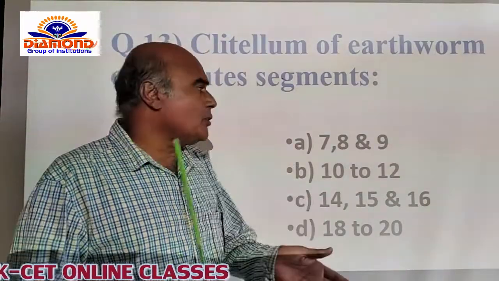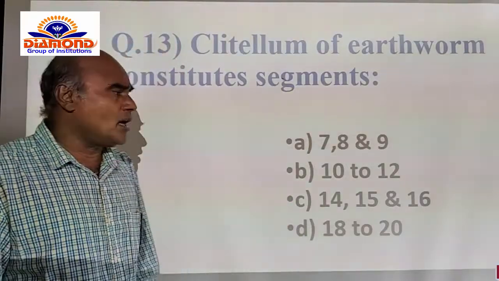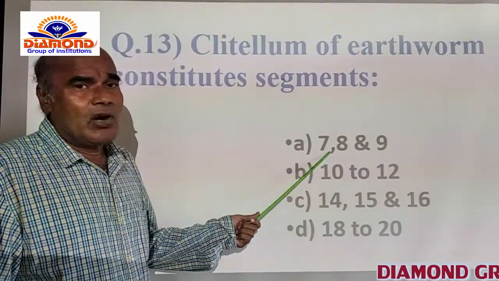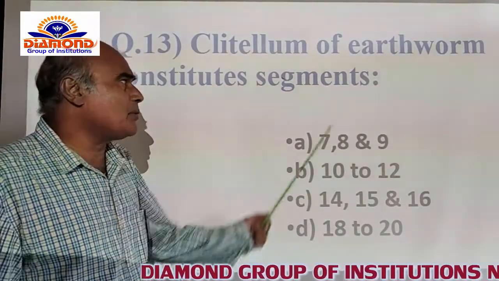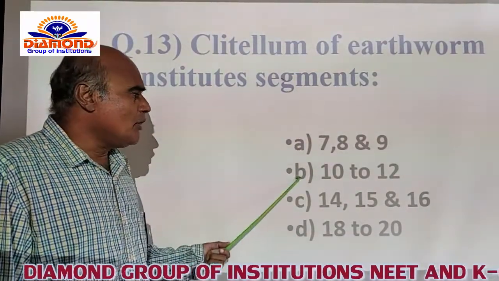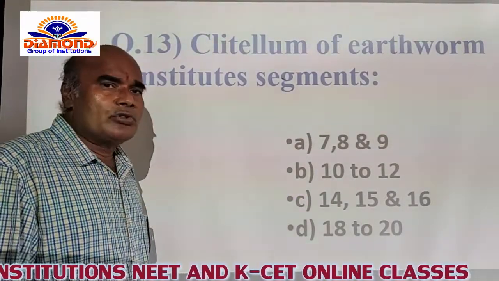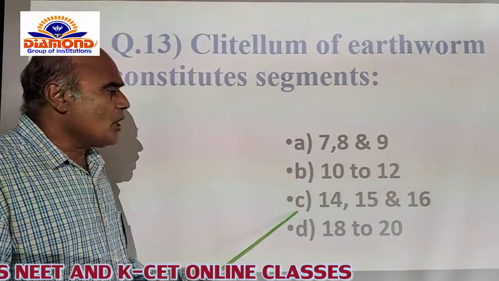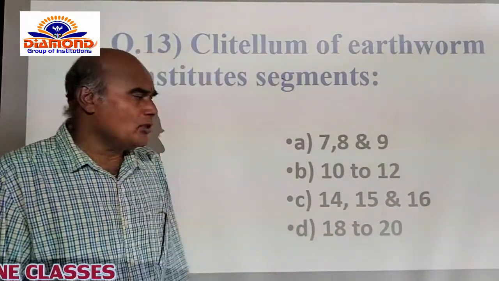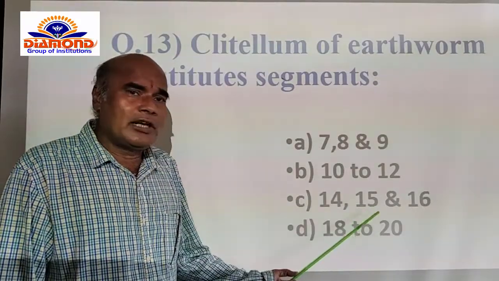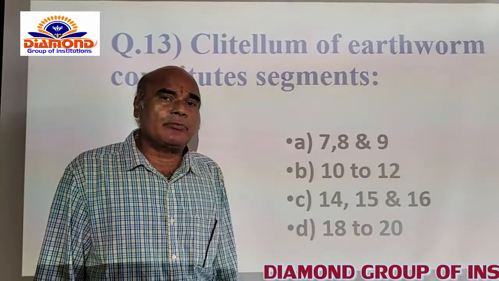So, where can the clitellum be present? That is the question, and the options are given like that. Option A is the 7th, 8th, 9th. It is not at all concerned with the presence of the clitellum, and option B is the 10th, 11th and 12th. It is also not correct, and option C is the 14th, 15th and 16th segment. Option C is the correct option because the clitellum is confined to the 14th, 15th and 16th segments.